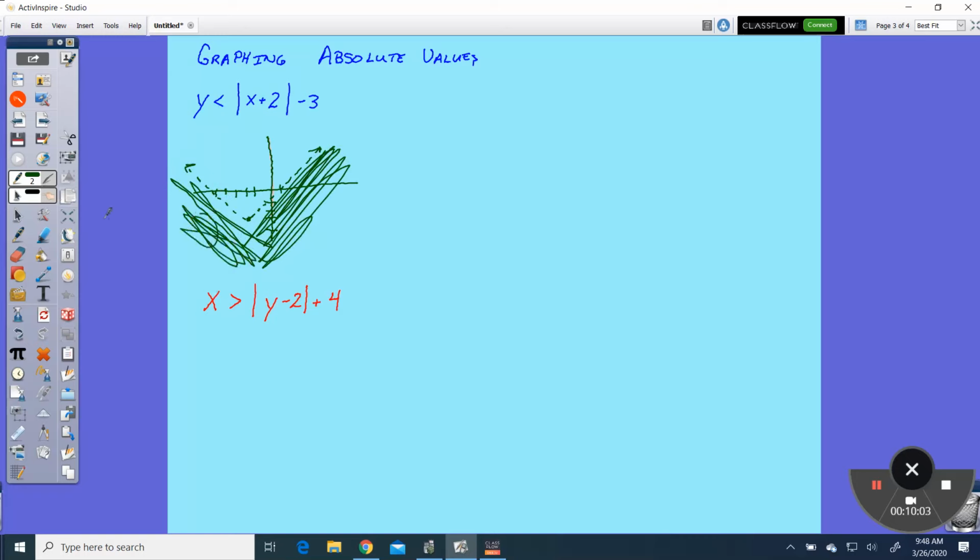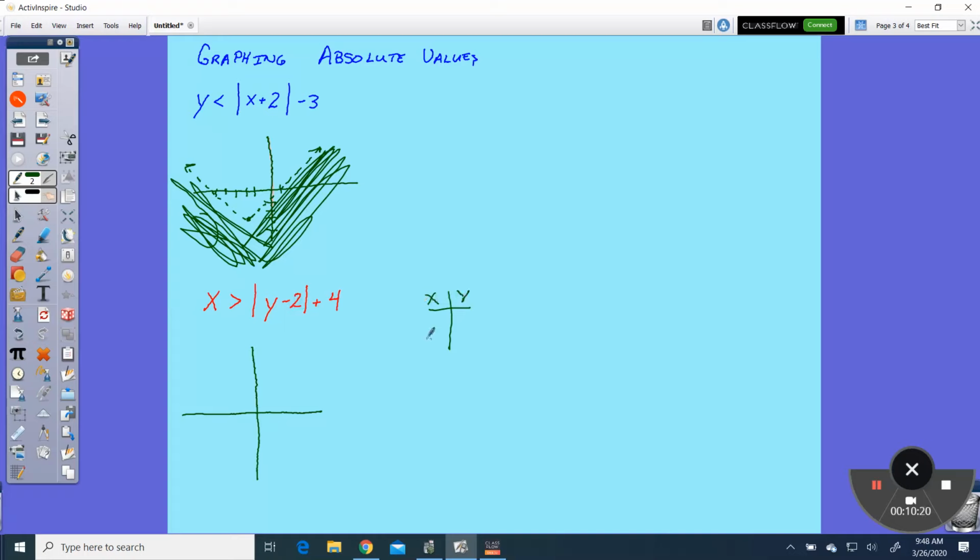But on this one, it won't do an x is greater than the absolute value of y minus 2. Maybe it will, I just don't know how to do it. So you guys can learn how, but I don't know how to do that. So what I normally do is I make a table.